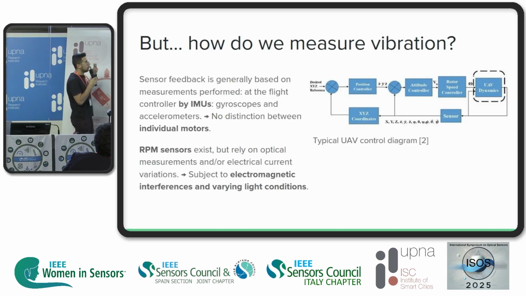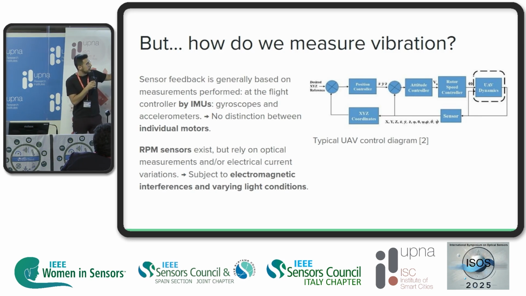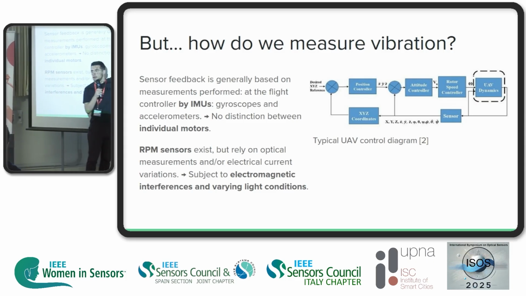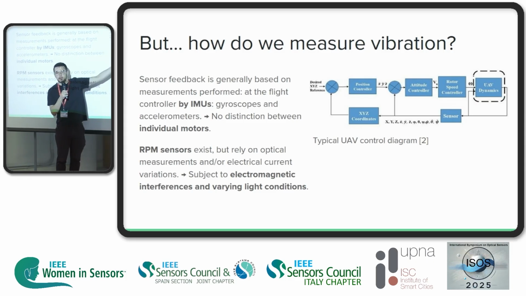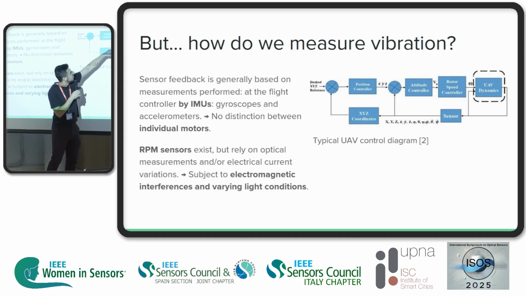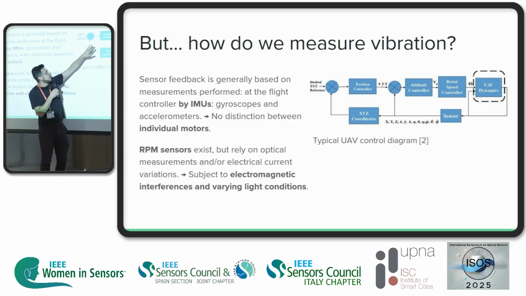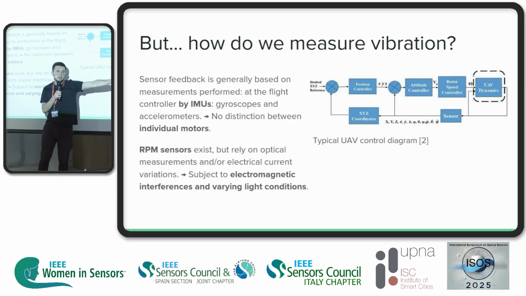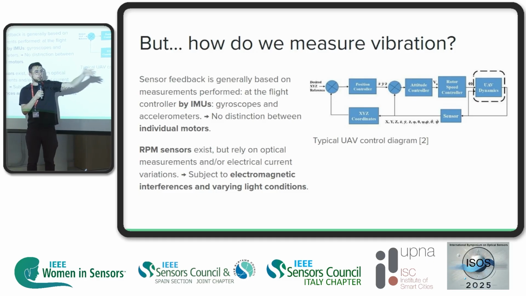But how do we measure those vibrations that I have mentioned? Well, typically, here you have the common control loop of most of the quadrotors or the multicopters that we fly. And here you see two control loops, one outer loop, which is in charge of the position controller. So that means where we are, where we want to go. And if we want to go there, we need to apply some angles to the aircraft, so the aircraft moves there.